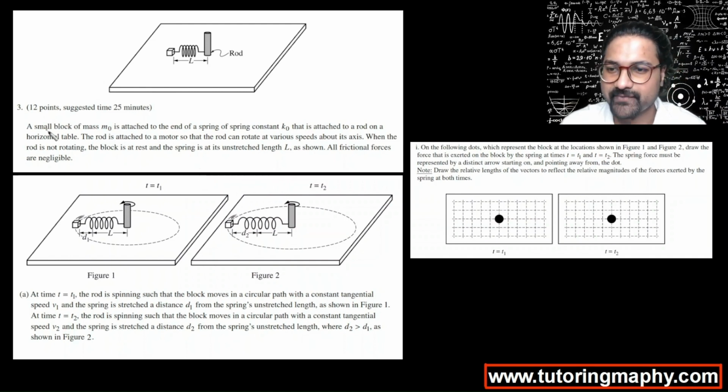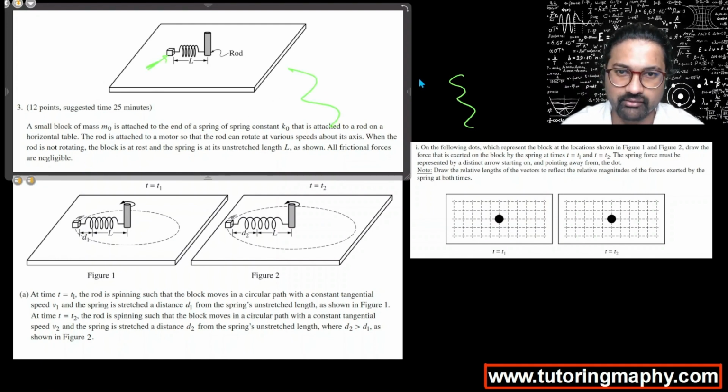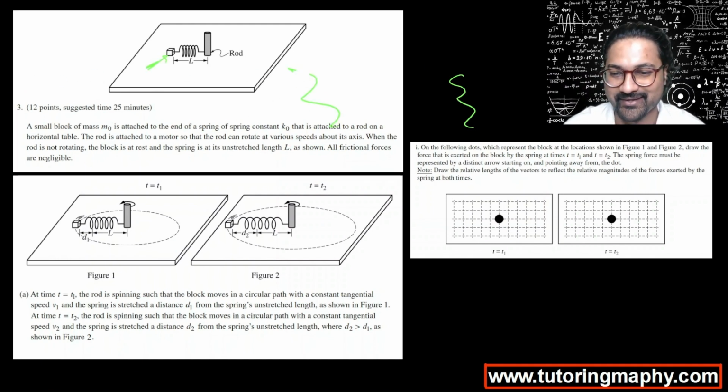Let's read this out. A small block of mass m0 is attached to the end of a spring of spring constant k0. So we have the spring constant k0. This is where we have a small block of mass m0. All right, this guy is m0. This is k0.